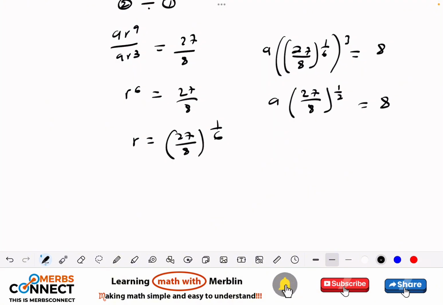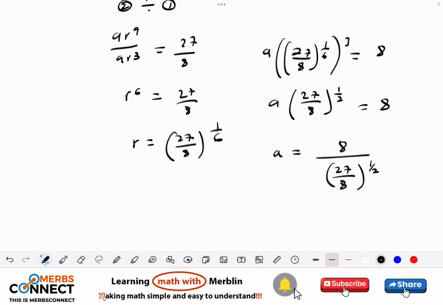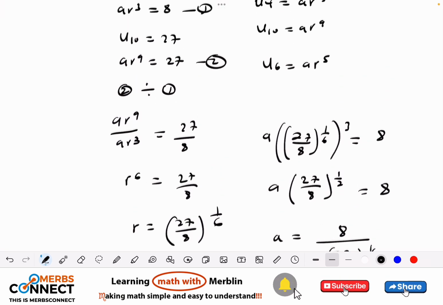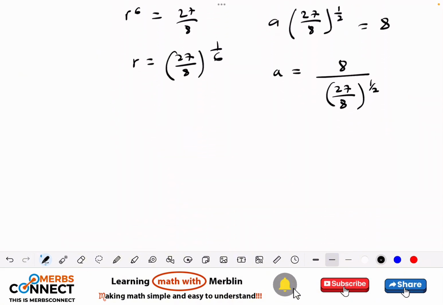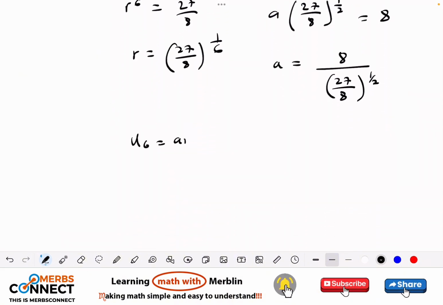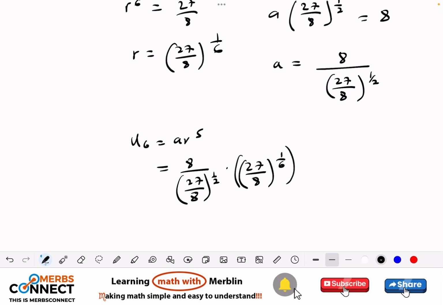Then when I want to find a, it will be equal to 8 divided by 27 over 8 to the power 1 over 2. Right. So this is my a, this is my r. So u6, which is equal to ar to the power 5, I'm going to have, what is a? A is 8 over 27 over 8 all to the power half, right? And then times r, which is 27 over 8 to the power 1 over 6, all to the power 5.